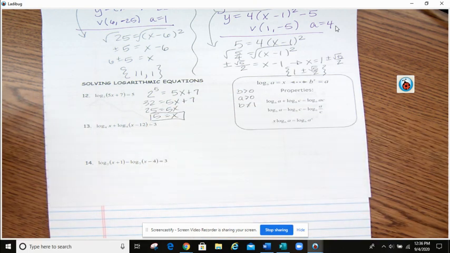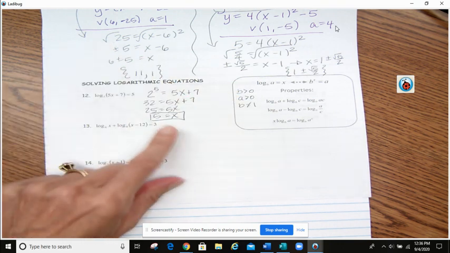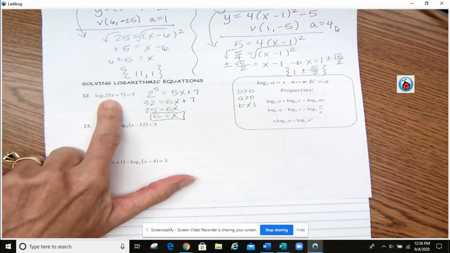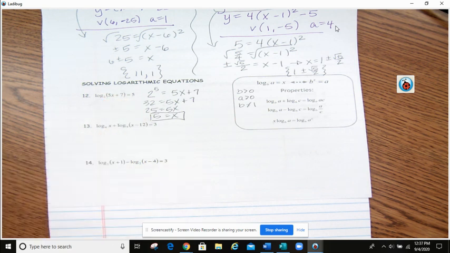You can have extraneous solutions with log equations because of these things right here. So you just want to make sure if x equals 5, it's not going to break any rules and it wouldn't make the number next to the log be negative. So it's all good.